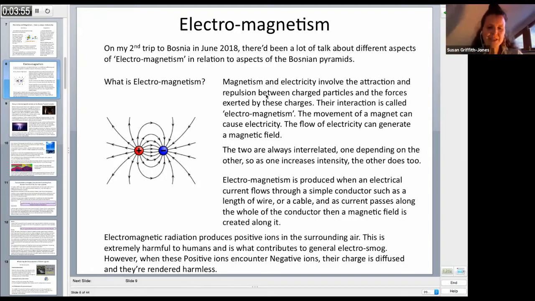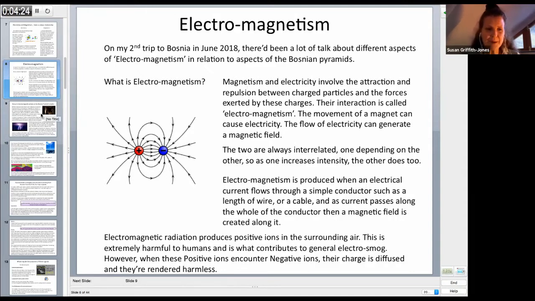The electromagnetic radiation produces positive ions in the surrounding air, and this is extremely harmful to humans. This is something you know very well from biogeometry. And these positive ions are what contribute to the general electrosmog. However, when these positive ions encounter negative ions, their charge is diffused and they're rendered harmless.